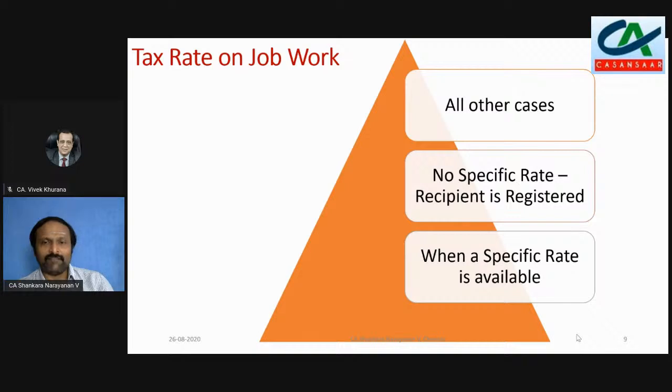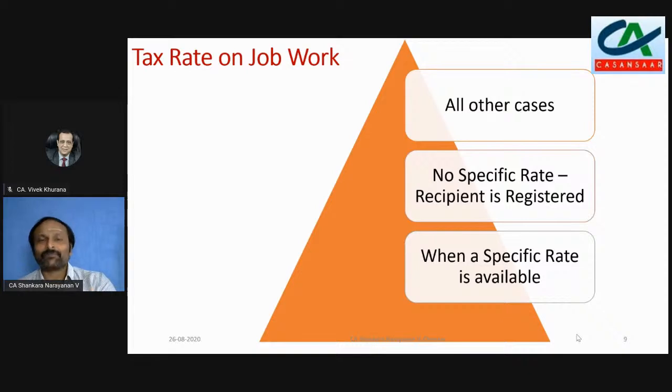Now, the specific rate is available. I'll give an example. In case of tailoring services, a specific rate of 5% is given. So, irrespective of whether the recipient is a registered person or an unregistered person, the specific rate shall only apply. But in case of machining, drilling, or any kind of steel-oriented activities, there is no specific rate, but it is mentioned that if it is a job work. So what is the job work? Where the recipient has to be a registered person. If the recipient happens to be a registered person, then the rate shall only become 12%.